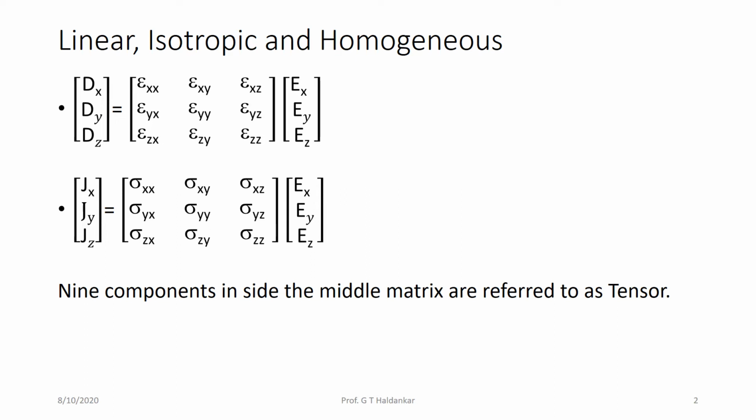Isotropic when the dielectric constant has the same direction, or sigma, that is conductivity, has the same direction. So when all 9 parameters have the same direction, then it is isotropic. If they are not in the same direction, anisotropic. So isotropic means their direction is parallel to each other.